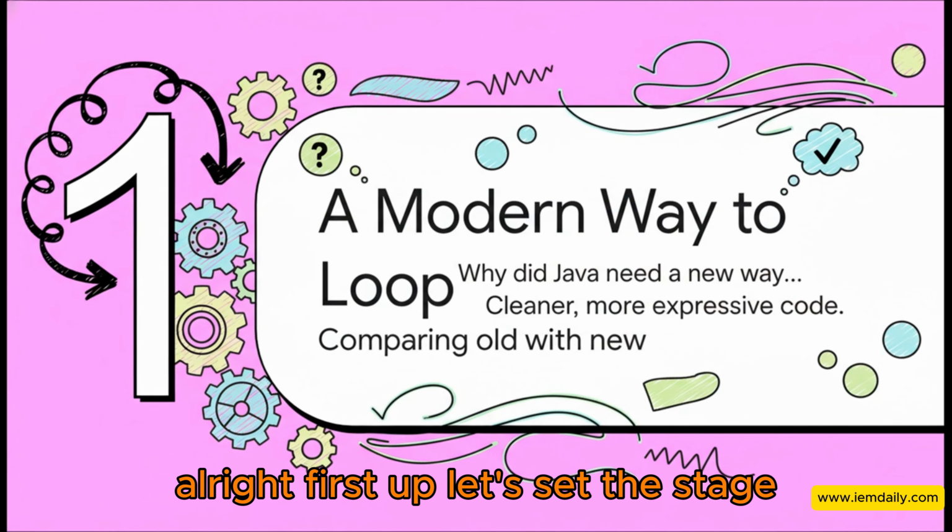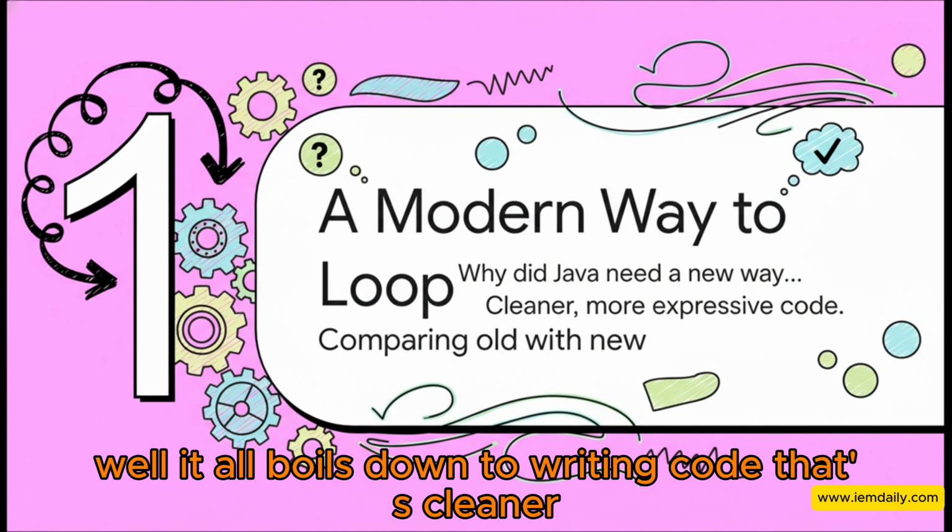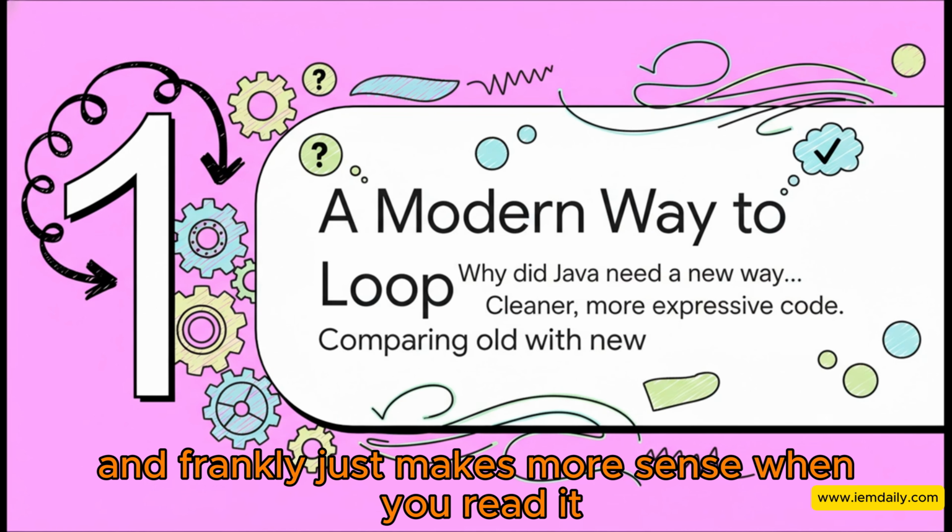All right, first up, let's set the stage. Why did Java even bother introducing a new way to loop? Wasn't the old way good enough? Well, it all boils down to writing code that's cleaner and, frankly, just makes more sense when you read it.